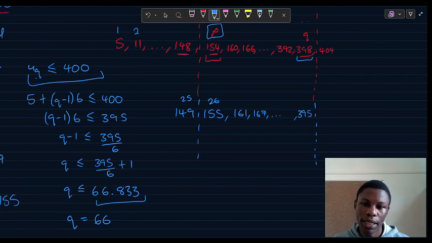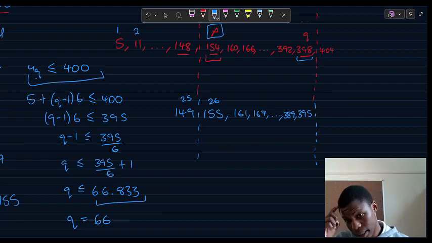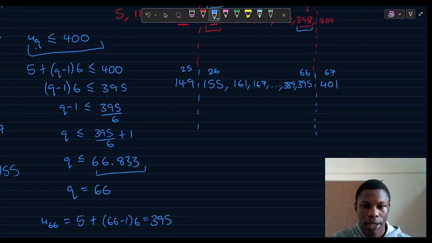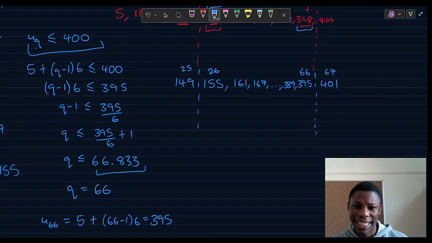The one before that would have been 395 minus 6, which is 389. And then the first one outside of the boundary is 395 plus 6, which is 401. So 395 is term 66, and this would be term 67. I hope this makes sense, that the last term that's less than or equal to 400 is 395, which is in position 66.